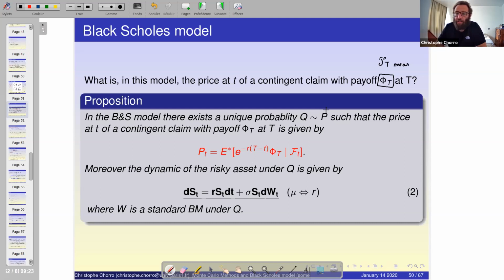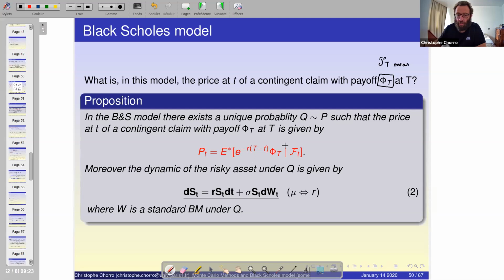And what we call the price in the Black-Scholes model is just the value at time t of an arbitrary hedging portfolio. And I can prove, using martingale conditions, that the price at time t of a financial product represented by its payoff phi, capital T being F capital T measurable, is given by this expression. Here, E star is just the expectation under the unique equivalent martingale measure in the Black-Scholes model.